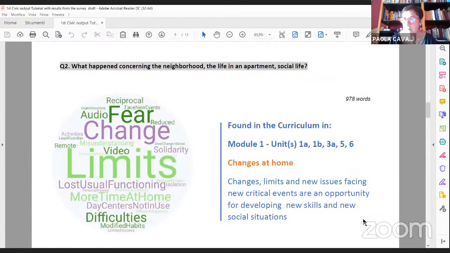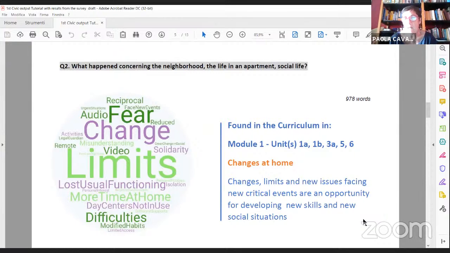This is the second question. What happened concerning the neighborhood, the life in the apartment, and social life? This is one of the questions with more words, 978, and some of the meaningful words are limits, change, fair, solidarity, lost usual functioning, more time at home, day centers not in use, difficulties, modified habits, limited accesses.